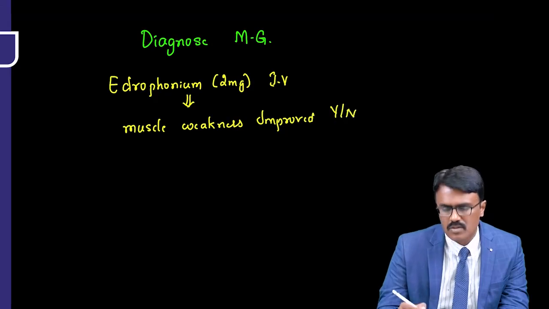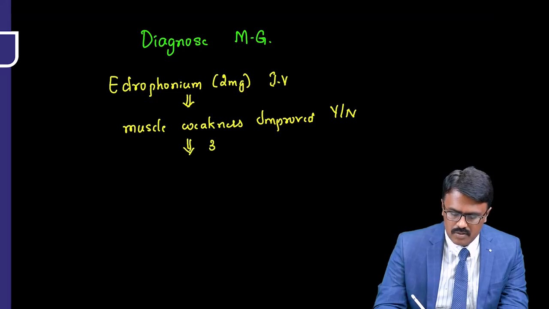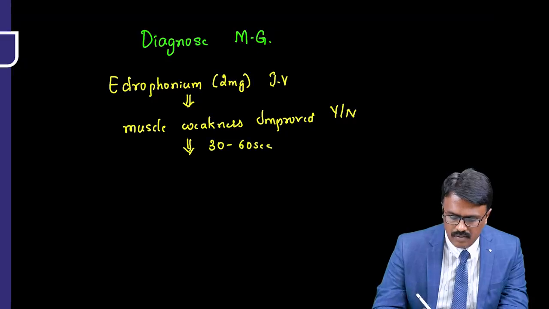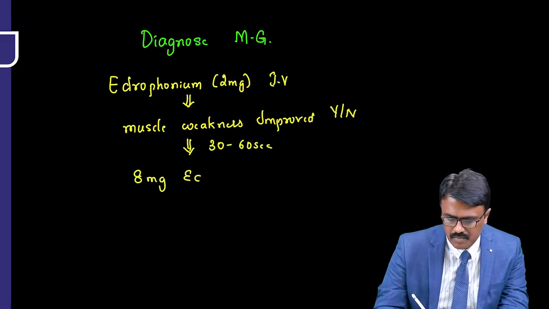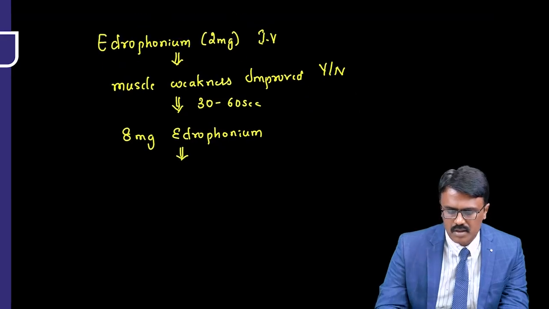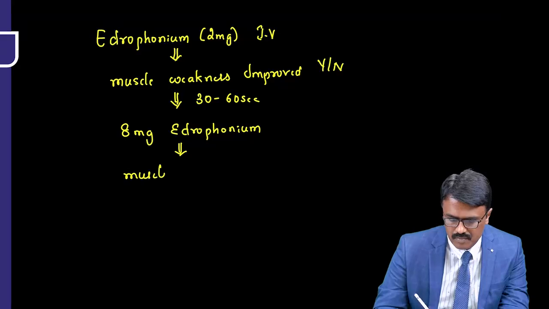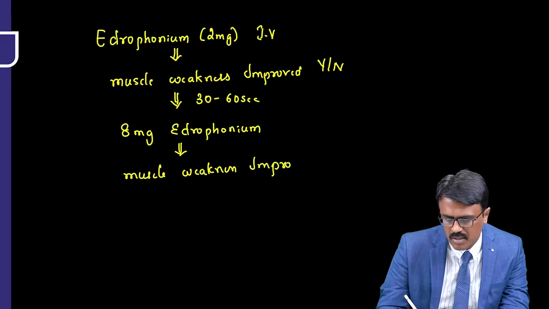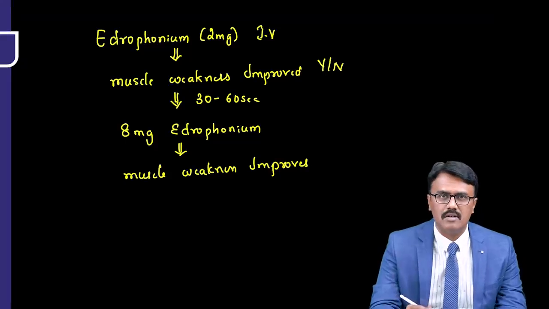If it is not improving, we will wait for another 30 to 60 seconds and then we give another 8 mg of edrophonium. Now when we give edrophonium, what happens? The muscle weakness improves. So if the muscle weakness improves, then we diagnose it as a case of myasthenia gravis. The reason is edrophonium is an anticholinesterase, so it will increase the activity of acetylcholine. When the acetylcholine levels are more, they act on the NM receptor, the muscle will contract and the weakness will be improved.